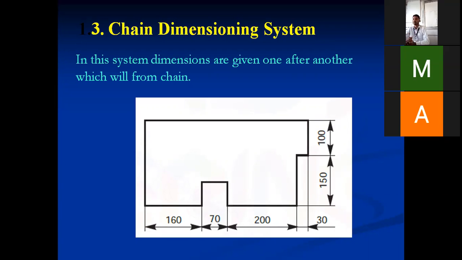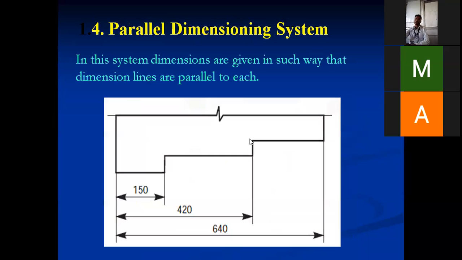This dimension line will come one after another. It is called the chain dimensioning system. Correct. Then parallel. Very simple. What does it mean by parallel dimensioning system? Dimension lines are parallel to each other. In any drawing where the dimension lines are parallel to each other, we call it a parallel dimensioning system. So here also again we came across one of the symbols.